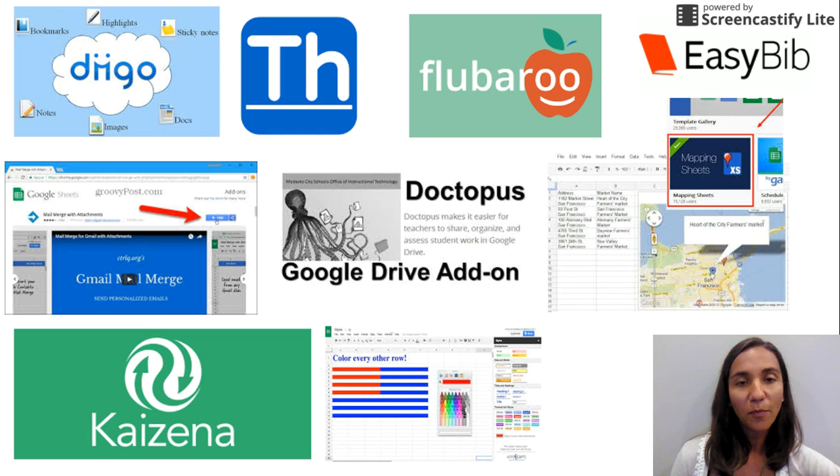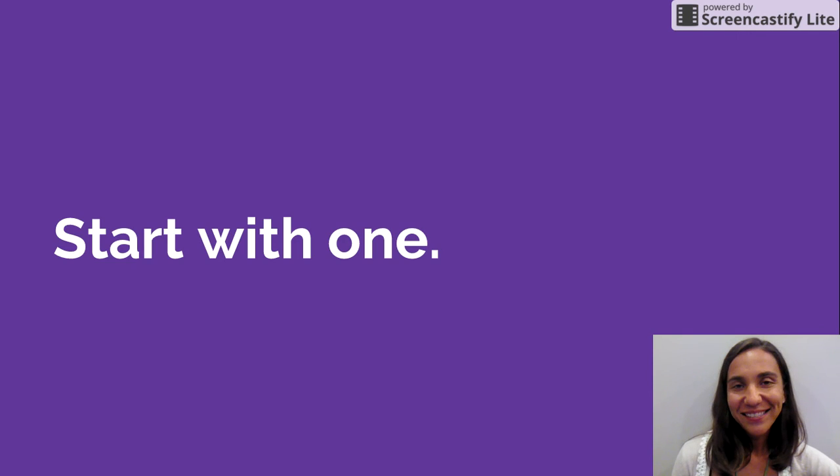There are also mail merge add-ons. There are ones for Slides that could help you. The Digo one in the upper left-hand corner is kind of like a clipboard would be in Microsoft Word, except it would work across the whole G Suite. So you can see that there are a lot of options when it comes to apps, extensions, and add-ons.